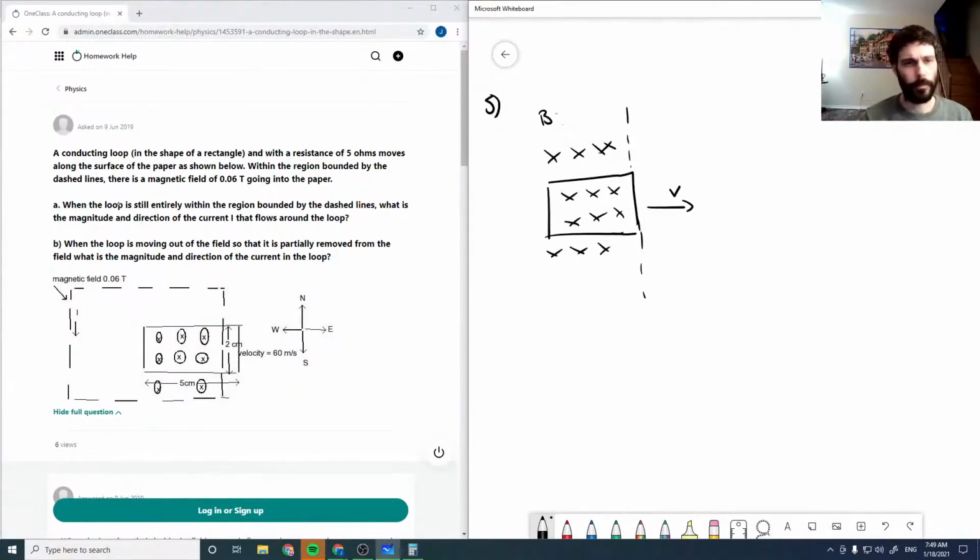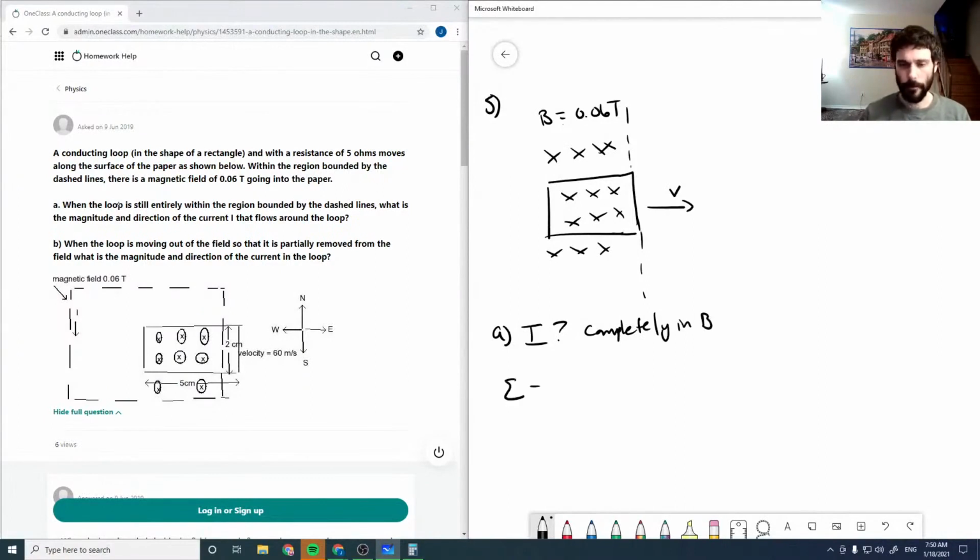Of 0.06 Tesla. And so it asks, first of all, when the loop is still entirely within the region, what is the magnitude and direction of the current flow?